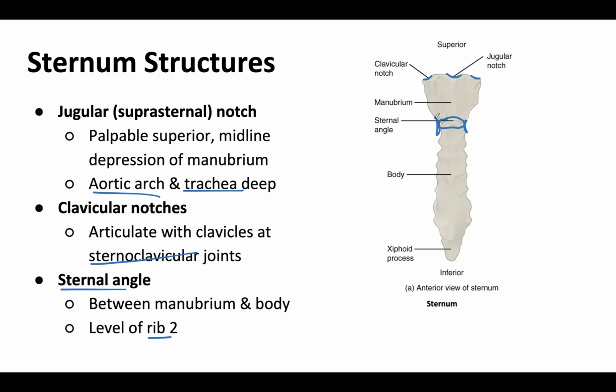Similar to the jugular notch, this region can help you understand what structures are deep to this level. And so when we're talking about the sternal angle, deep to that would be the bifurcation of the trachea, so into those main bronchi, as well as the pulmonary trunk.